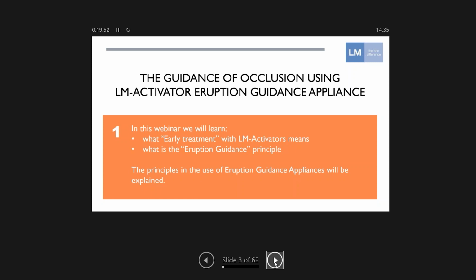So today we will speak about what early treatment means when we work with LM activators, or in general when we use the principle to guide the eruption of the teeth, because we will see that this opportunity can give us not only the chance to have all the teeth in a correct position, but it's a different way to manage the growth and, at the end, the relationship between the bones, the upper maxilla and the mandible.